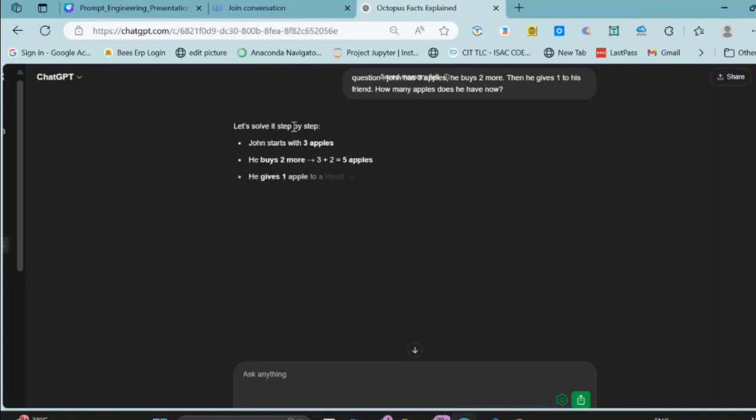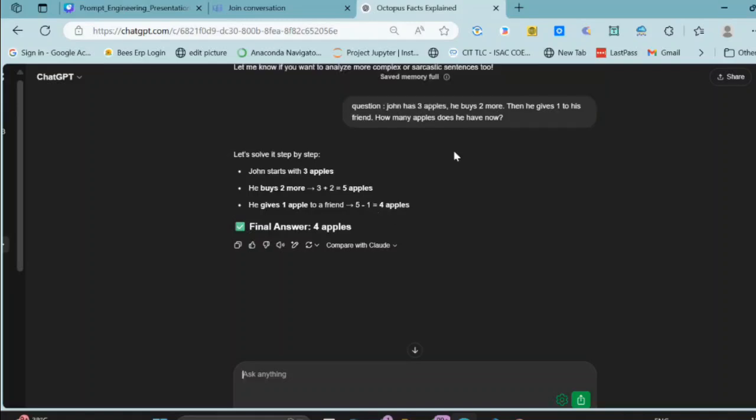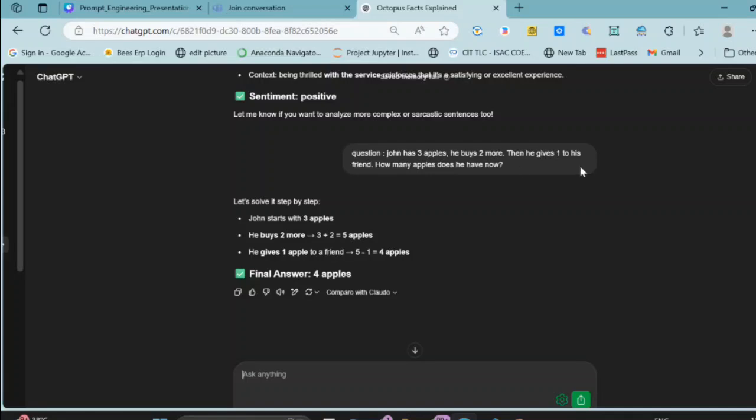Let's solve it step by step. John starts with three apples. He buys two more. Three plus two equals five apples. He gives one apple to a friend, which is five minus one equals four apples. Great answer. Okay, so did we mention any COT technique or anything? No. We just mentioned the question. This is a mathematical problem, so it's solved in a proper manner, in a step by step process.